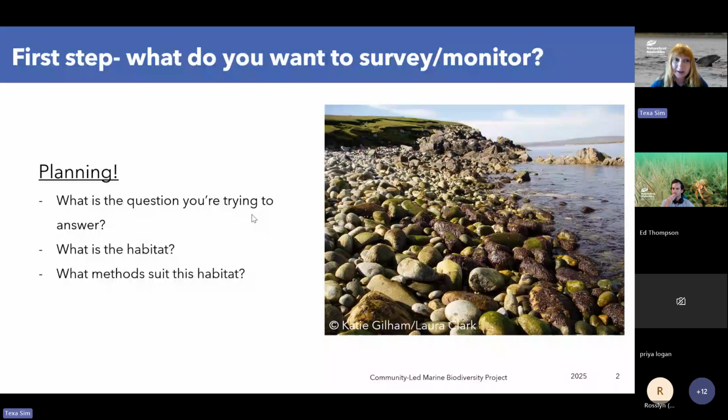That will be guided by the habitat that you're looking at, because not every method suits every habitat. So that will be quite important. And things are different for rocky shores, for sandy shores, for more tidal areas, for mud flats. So there's lots of different things to think about. So sitting down and really planning out a survey is really, really a useful thing to do and helps kind of ground you and prepare you before you begin.